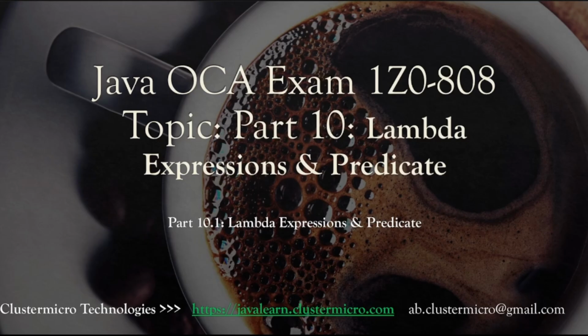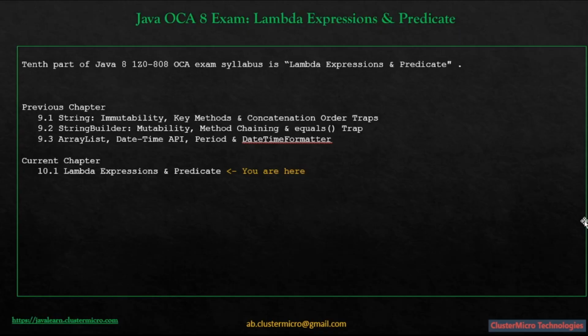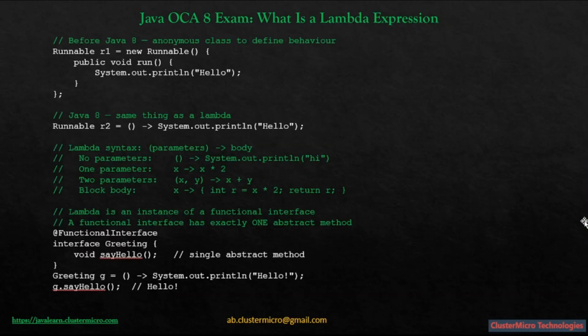Before Java 8, if you wanted to pass behavior to a method, like handling a button click or filtering a list, you had to use anonymous classes. These were long, verbose and hard to read. Java 8 introduced Lambda expressions as a much cleaner alternative. A Lambda is simply a block of code that you can pass around and execute later, like a small inline method. A Lambda has two parts.